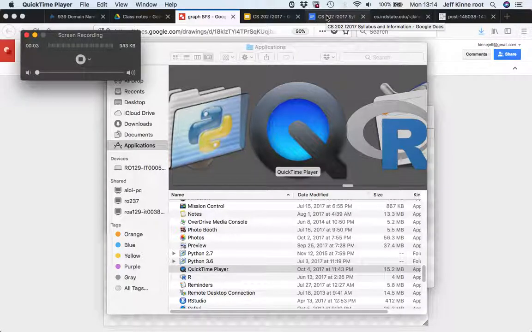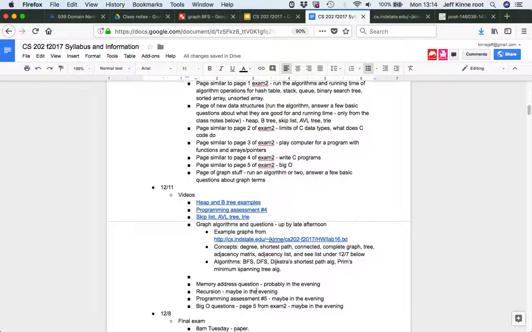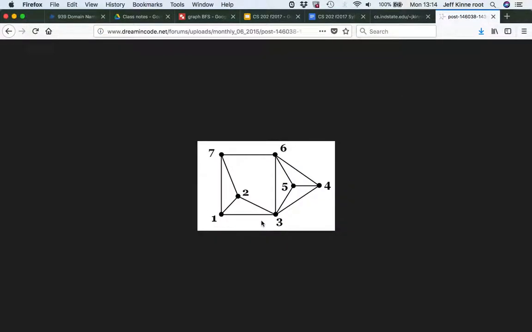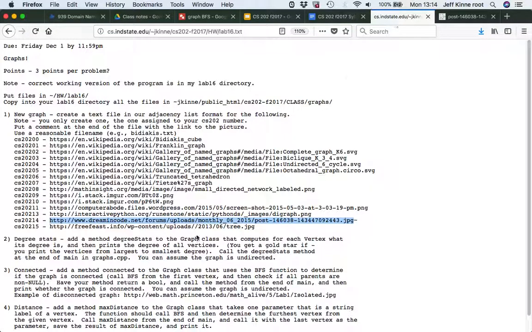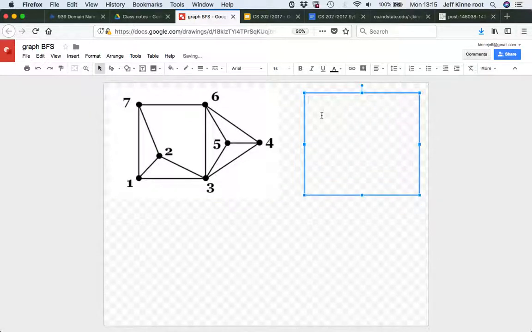Computer science. We are going to do some graph algorithms and graph concepts. I'm going to start with this graph, which is one of the example graphs in one of our homework assignments. Here we have it, and we're going to say some stuff about this. All right, let's start off just saying a few things about this graph.